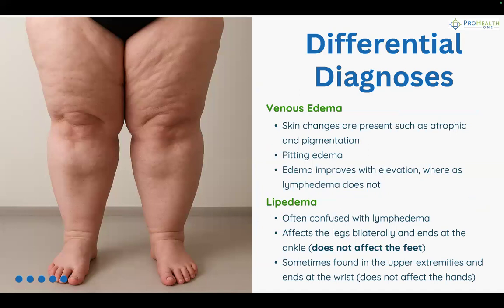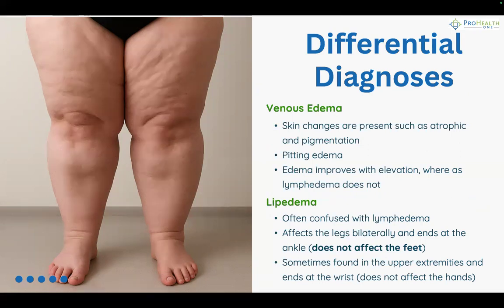So next, we'll just talk about some things to think about with lymphedema, as far as other conditions that can kind of look like lymphedema, but it's really important to differentiate them. And the very obvious one is venous edema, which very often gets confused with lymphedema. So with venous wounds and things like that.